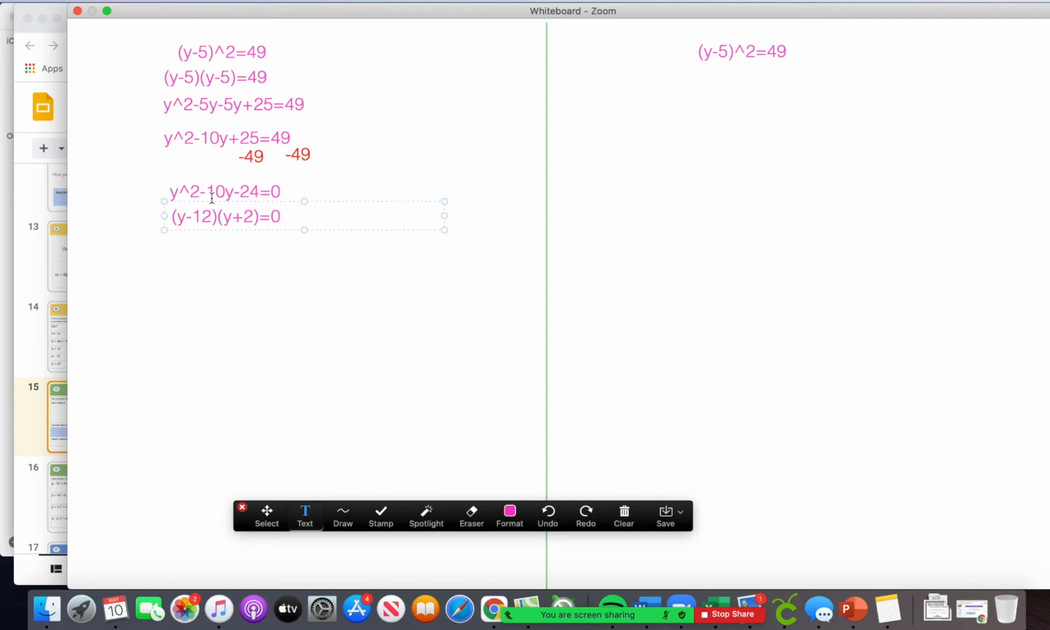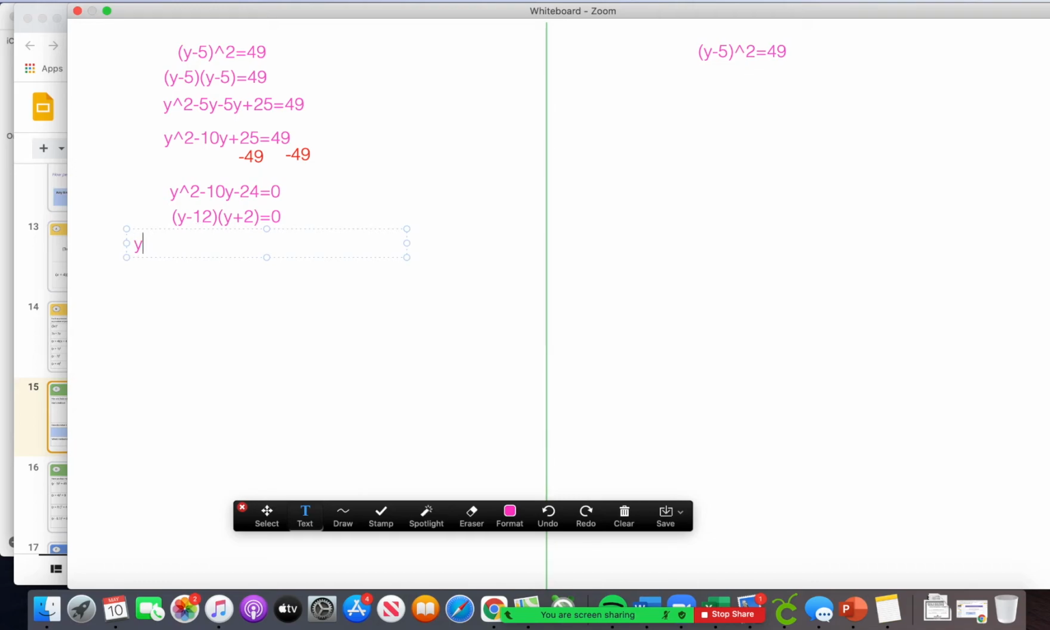And it's because I need to have this b term be a negative, and negative 12 plus positive 2 is going to give me a negative 10. That has the bigger absolute value. So now I'm going to use the zero product property, which says that any number multiplied by 0 will give me 0.